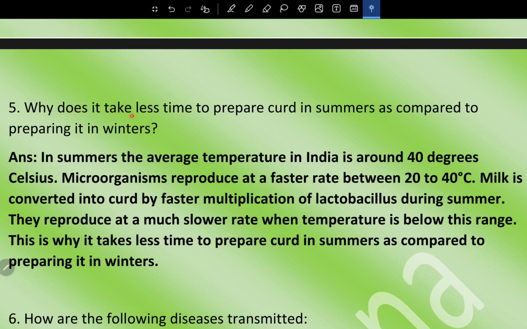Question number 5. Why does it take less time to prepare curd in summers as compared to preparing it in winters? In summers, the average temperature in India is around 40 degrees Celsius. Microorganisms reproduce at a faster rate between 20 and 40 degrees centigrade. Milk is converted into curd by faster multiplication of lactobacillus during summer. They reproduce at a much slower rate when the temperature is below this range. This is why it takes less time to prepare curd in summer as compared to winters.